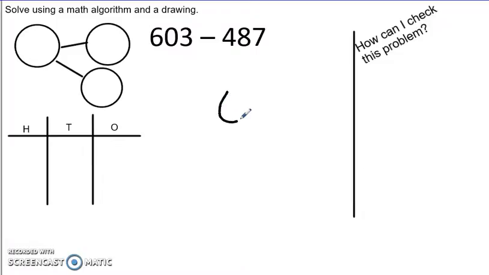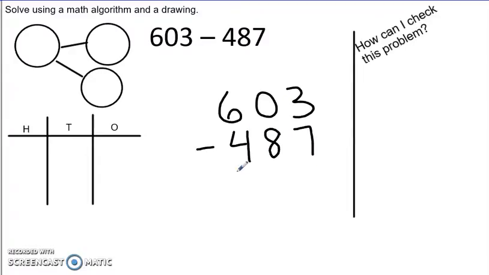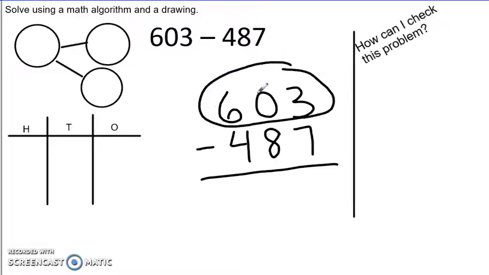Let's do one more problem together. We're going to write it vertically, 603 minus 487. We're going to fill out our number bond. In subtraction, 603, the top number is our whole, so I'm going to put it where the whole goes. 487 is one of the parts, and the answer will be our other part. I draw 603 in my chart. So 603 has 6 hundreds, 0 tens, and 3 ones.